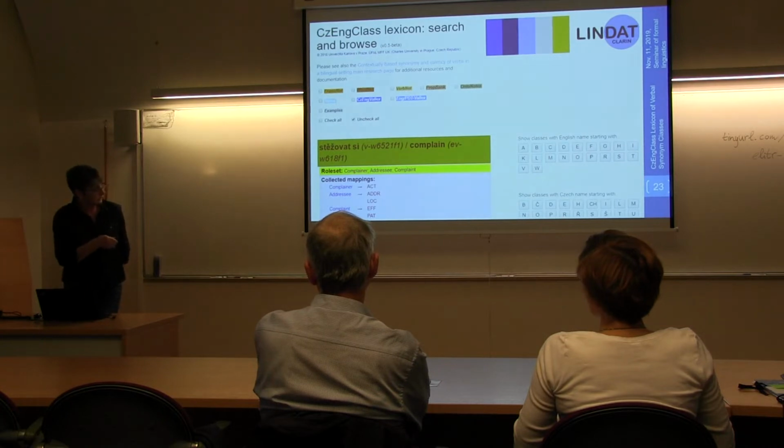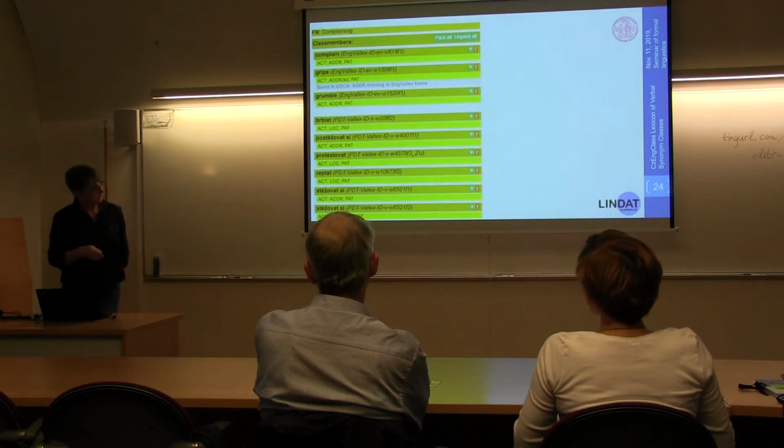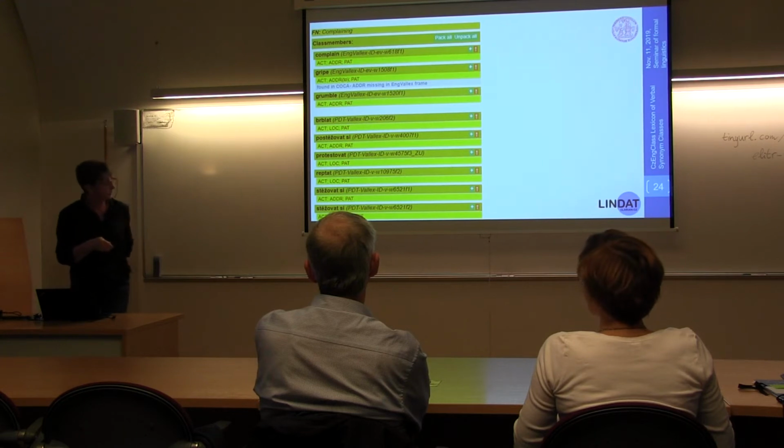This is actually just the first part of what the user can see. This is the continuation. I wanted to make it a bit readable for you. So then here are the individual class members. This is one entry of the synonym class, the verb complain, with its valency frame and with the valency frame ID in EngValex, and this is the valency frame. This is the second, third, and so on.